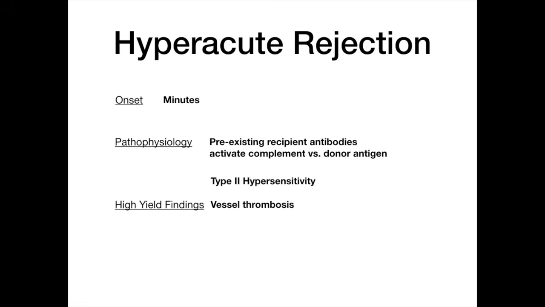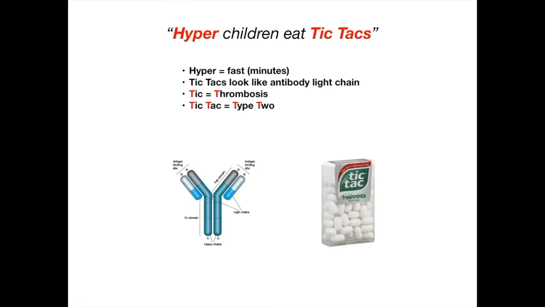So I want you to remember the first mnemonic: hyper children eat Tic Tacs. Children that are really hyper in school and can't sit still. They're hyper because they're eating Tic Tacs. Okay, so what does this tell us? Hyper, obviously, for hyperacute transplant rejection. So it happens fast. It happens within minutes. Hyper for hyperacute, but also because the word hyper means really, really fast.